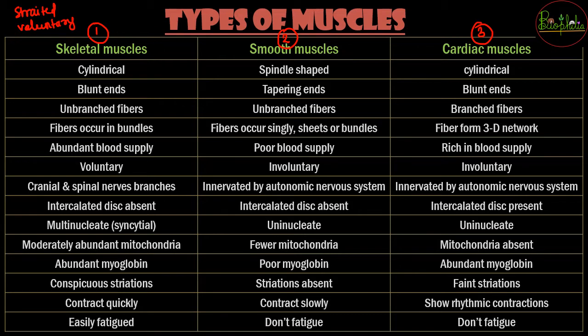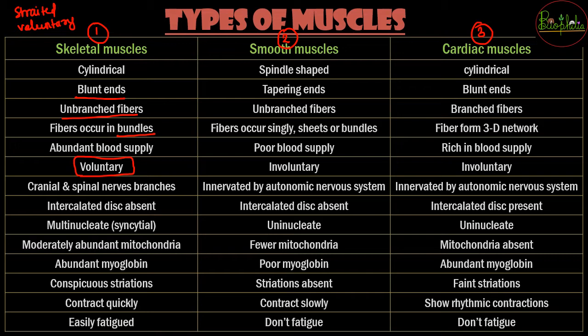So skeletal muscles को जब आप study करोगे, the structure or the shape of it is going to be cylindrical. They have blunt ends. These are not going to be branched, and the fibers are going to occur in bundles. There is abundant blood supply, and they are voluntary. Voluntary है, that means you can move them according to your wish. अगर आपको हाथ हिलाना है, that is according to your wish. अगर आपको हाथ नहीं हिलाना है, just stop the movement.